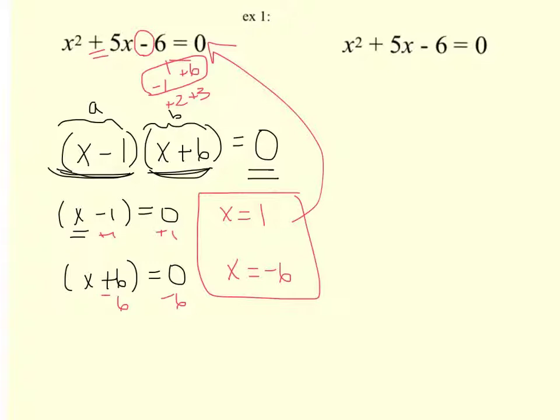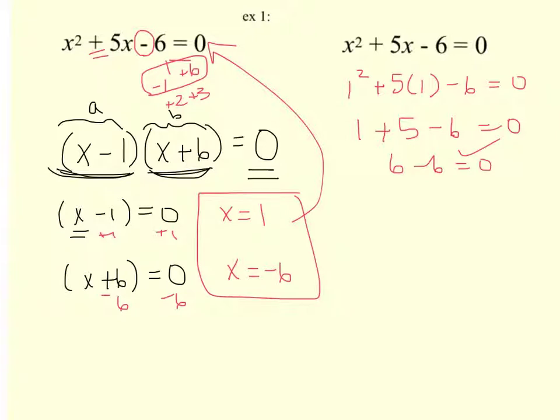If x were to equal 1, I'd have 1 squared plus 5 times 1 minus 6 equals 0. 1 squared is 1, plus 5 times 1 is 5, minus 6 equals 0. 1 plus 5 is 6, and 6 minus 6 equals 0, so that's a true statement.